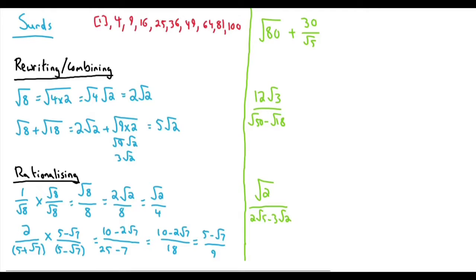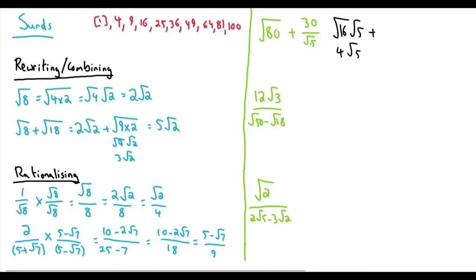So, with this first one, because we're looking at root 5s here, let's just think about how we could turn this into a root 5. Well, 80, if you were to divide it by 5, is going to be 16. So that's like root 16 root 5, which will just be 4 root 5.